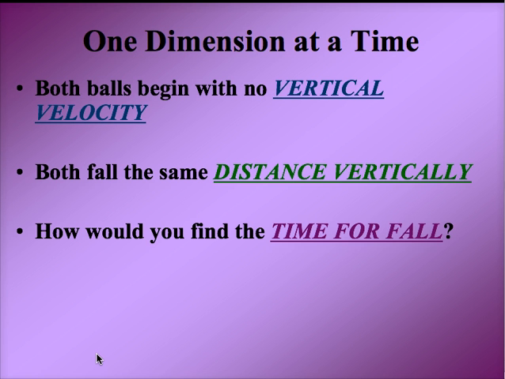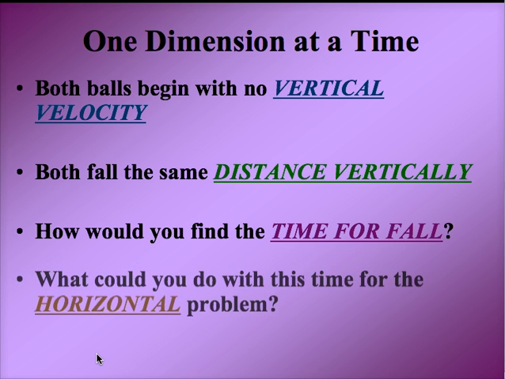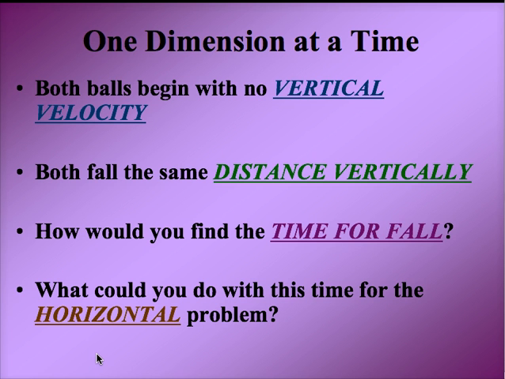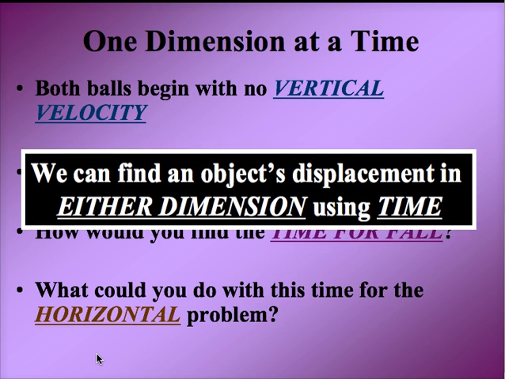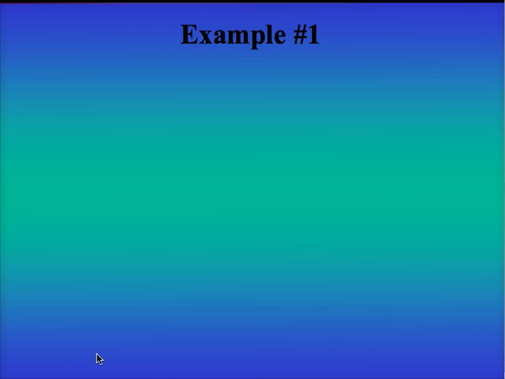How do you find the time for fall? Well, we go back to our kinematics equations. And then we use the time for the horizontal part of the problem. So, we use our displacement equation to help us find the time.